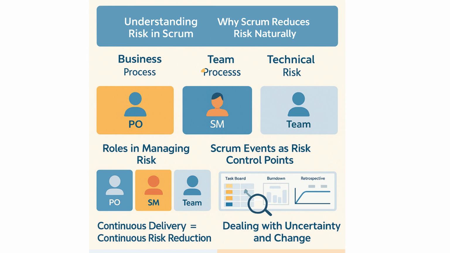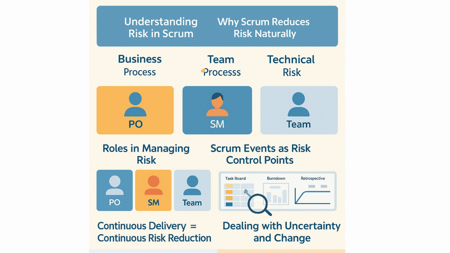Before we talk about how to manage it, let's clarify what risk means in Scrum. A risk is anything that could affect the team's ability to deliver value. That includes technical issues, unclear requirements, resource shortages, or even communication gaps. Scrum doesn't treat risk as a separate activity or document. Instead, it spreads risk awareness across every role, artifact, and event. The product owner, the Scrum Master, and the development team each handle risk from a different angle, together forming a safety net.